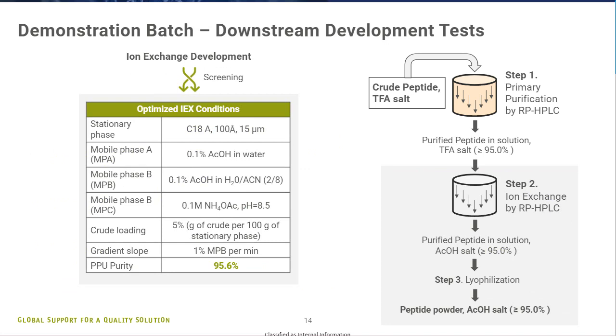After this, we then performed a very similar strategy for the ion exchange. So again, we screened different stationary phases, and we also looked at different mobile phases. And so at the end, we're able to get a pure pool purity of 95.6% as well from this. So again, this is all being performed at quite a small scale, about 10 or 20 milligram scale. But then, of course, we need to also assess how we scale up.